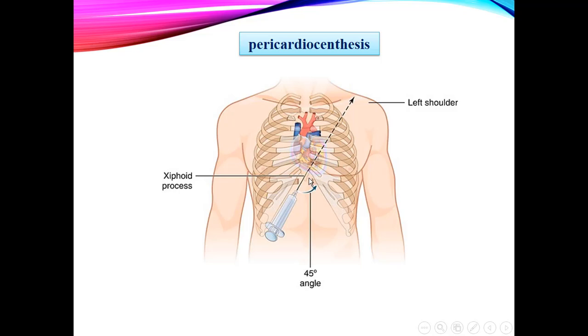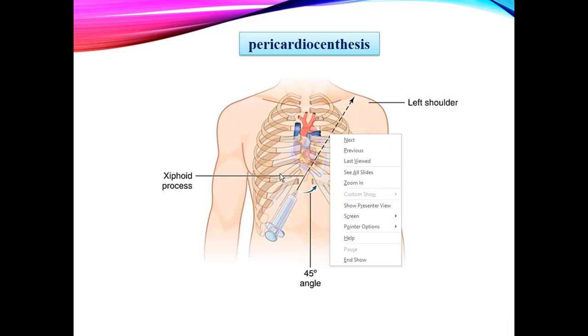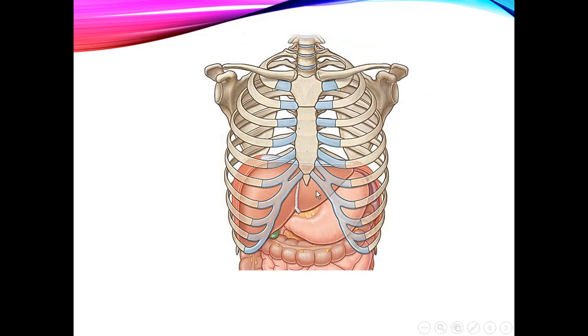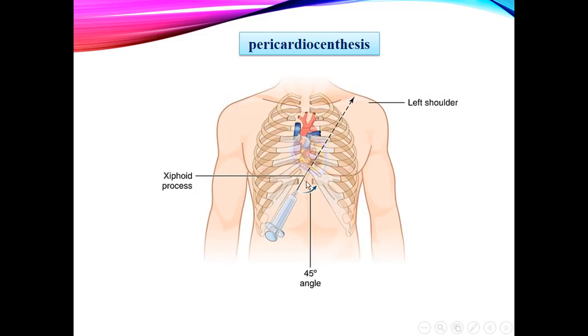Remember that the needle should be inserted through the left costoxiphoid angle at an angle of 45 degrees upward. If the needle is inserted perpendicular to the trunk wall, it may enter and damage the liver. So remember that it's important to insert the needle at an angle of 45 degrees upward.